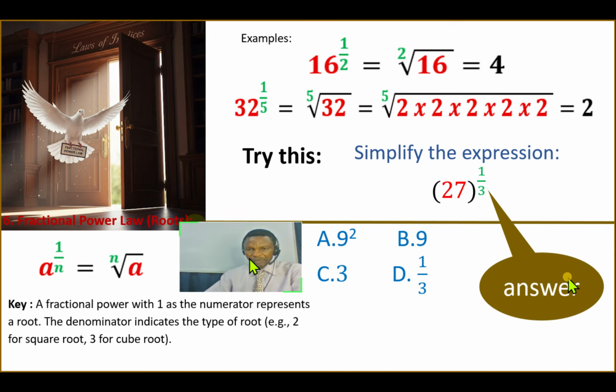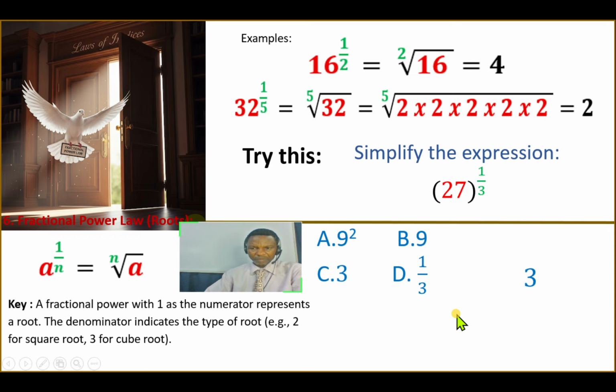So look at this. 27 raised to the power 1 over 3. What is the answer? That is the cube root of 27. Which number will you multiply by itself 3 times to get 27? 3.